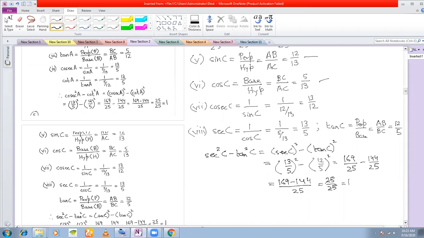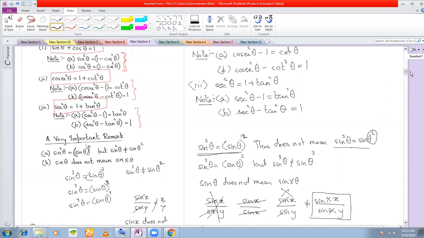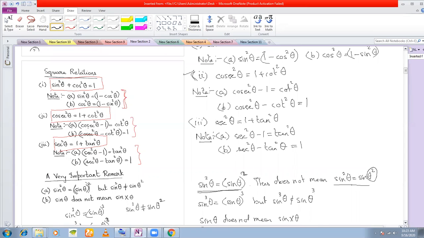Okay, if you are getting any other values, it will be wrong. Why? Because you know that from this relation, sec square theta minus tan square theta will always be 1. So you should not get anything apart from 1.